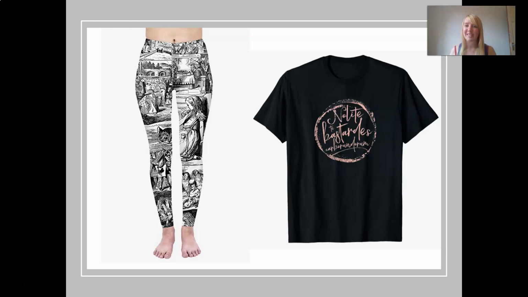I'm reproducing these with permission, but these are presents that I bought for one of my friends, who I believe is also at the conference, and who will know who she is if she's watching it. But again, items of clothing, neither of which flag that they are referencing particular texts, but if you look closely, you may notice that the leggings on the left have images taken from Alice in Wonderland, and the t-shirt on the right is a quotation from The Handmaid's Tale.